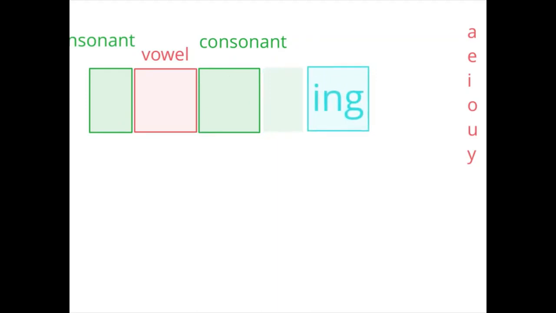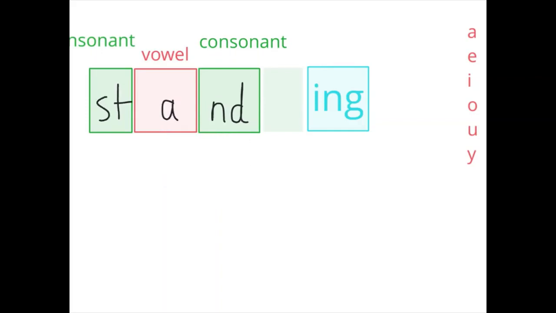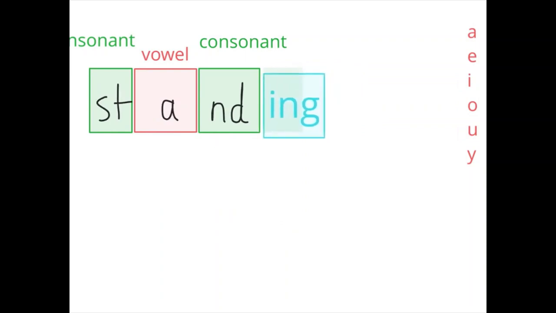Let's try the word stand. Okay, first let's look at our vowel. That's just one letter, check. Now let's look at our last consonant box. That is a blend. A blend is when two consonants make two sounds. We only want one letter, not two, so that does not work. So we will not double the final D. We will just add ing, standing.